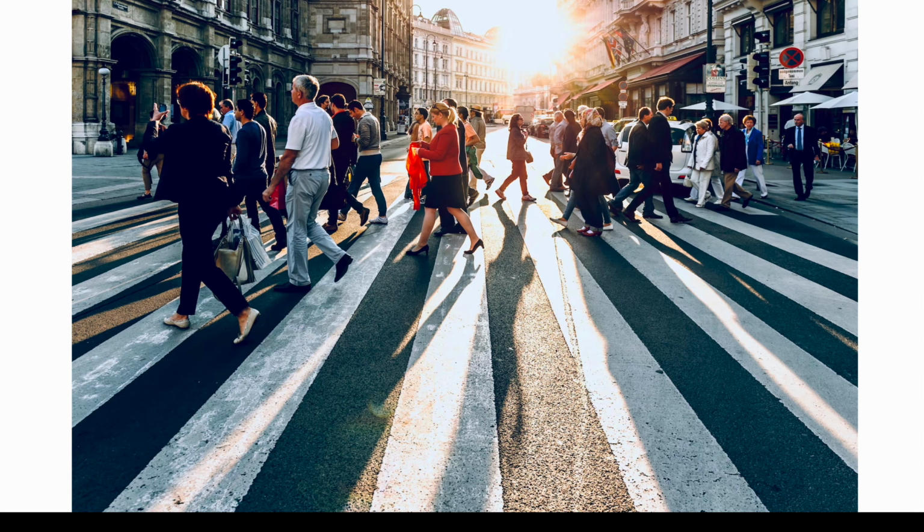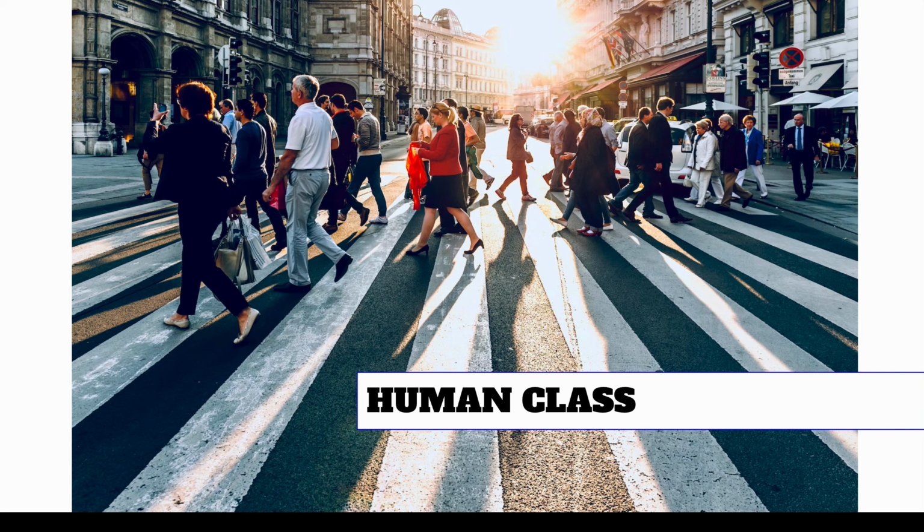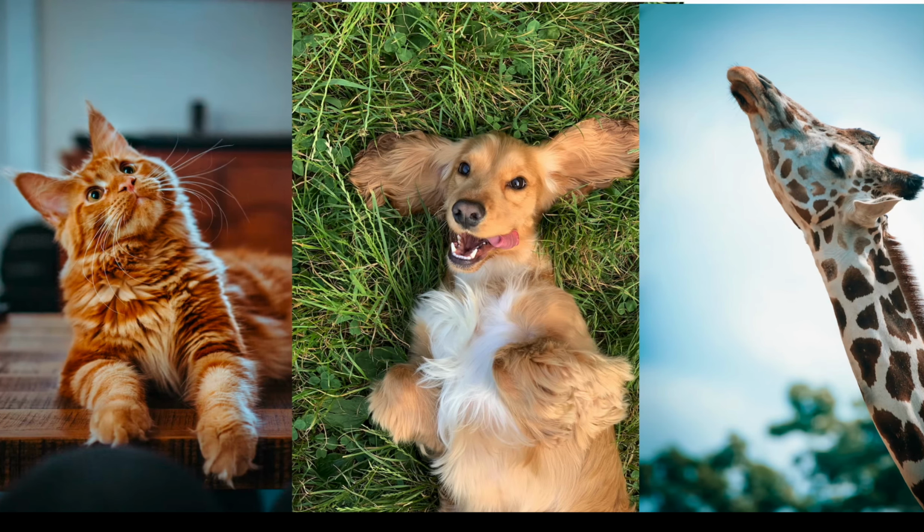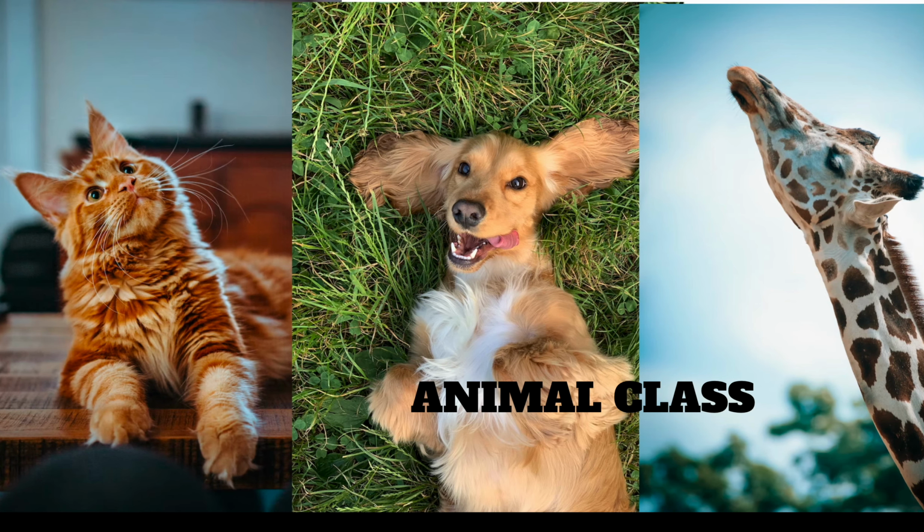Say now, I and you belong to human class. I am an object, you're an object. We belong to which class? Human class. Dog, cat, giraffe. These belong to which class? Animal class. Yeah. So like this, every object belongs to a particular class.